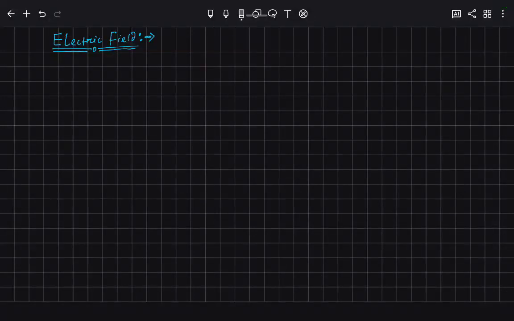Hello everyone. Today we'll see the electric field, which is part of electrostatics. So let's start. Electric field is basically defined as the region or space around a point charge or system of charges, right, around which these charges have their electric effects. So I am writing the definition.